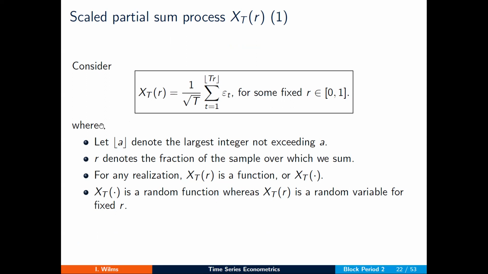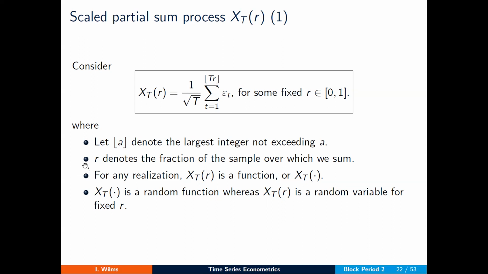Remember that in our unit root model, yt was expressed as the partial sum of the error terms, namely the error terms up until time point t. So it's no surprise that this partial sum will also become very important. So consider here the scaled partial sum process where we look at a fraction r of the sample over which we sum. As of now, I'm going to make use of this notation over here to round down to an integer.